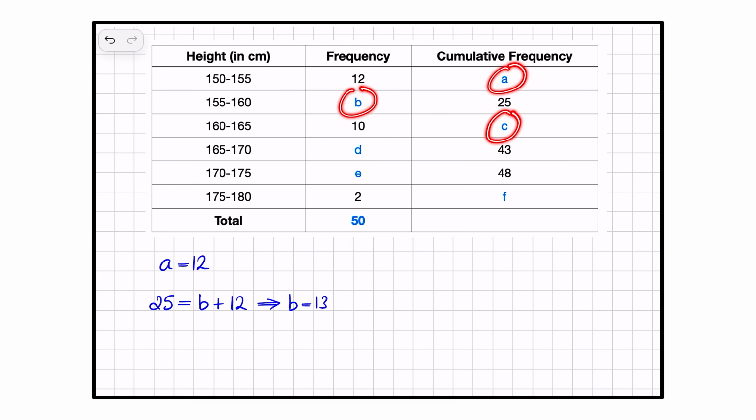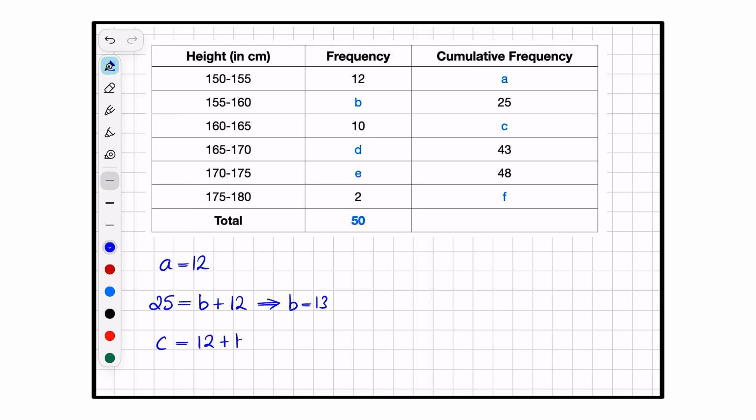We have to find C. What will be the value of C? C will be a sum of these three values, that is 12 plus B plus 10 will be equal to C. So I can write C is equal to 12 plus B plus 10, and we get C as 35.